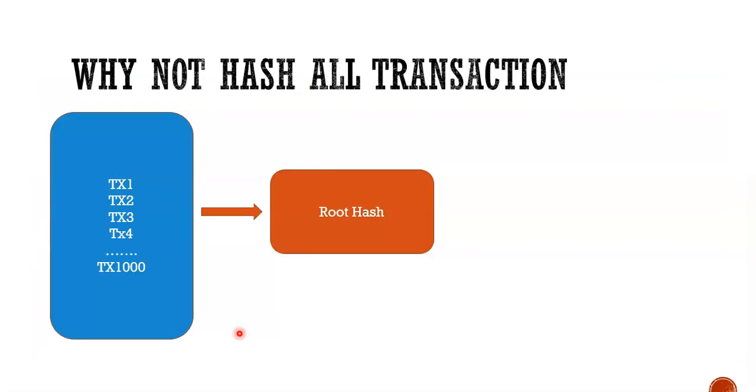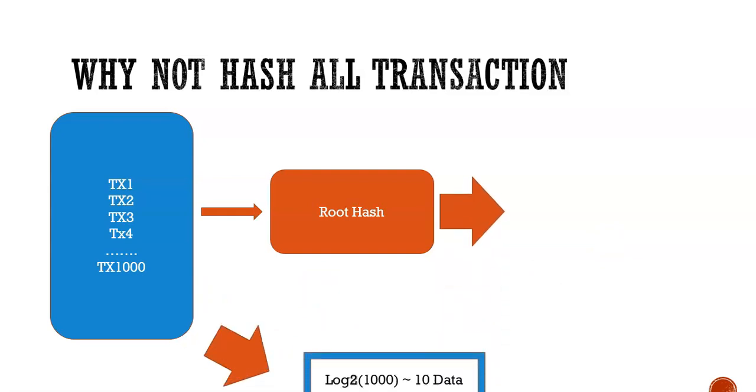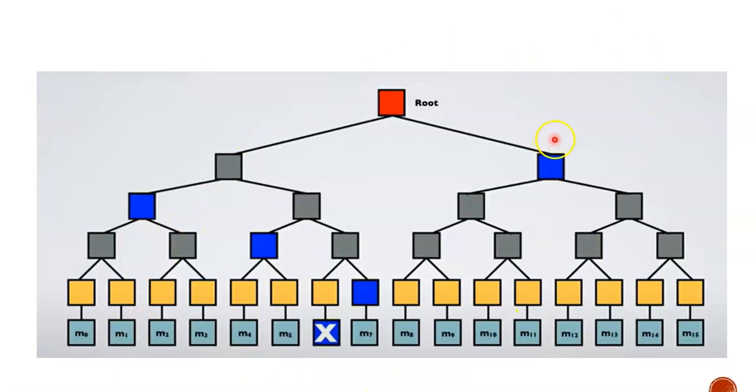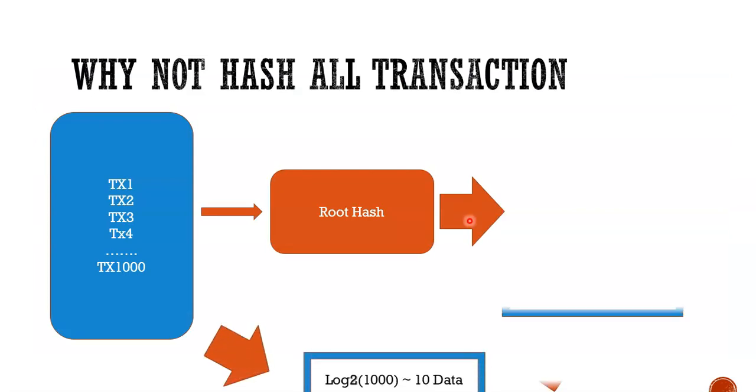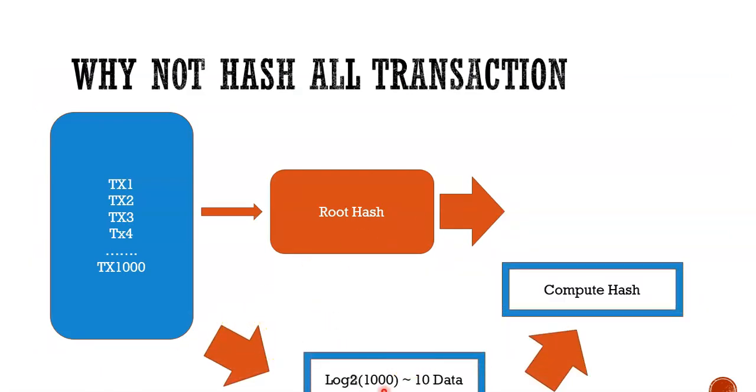So now using a Merkle tree is very efficient. Considering the complexity of the algorithm, say you have 1000 transactions and you have computed the root hash through a Merkle tree. If you wanted to verify whether a transaction is part of the tree, you would require only log 2 of 1000, because the binary tree has a complexity of order log n to the base 2. So log 2 of 1000 is approximately just 10 data. And from the 10 data, you'll be able to compute the root hash, and finally you can compare.